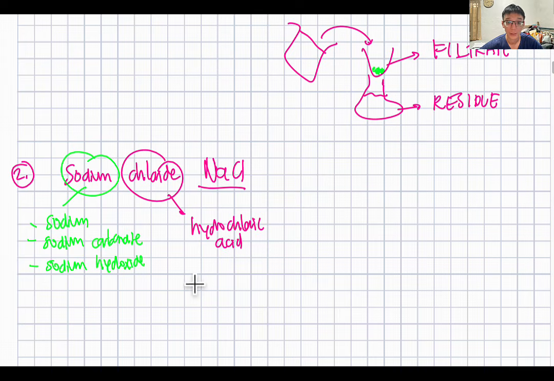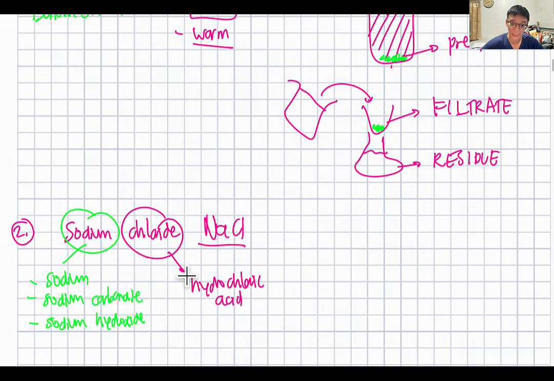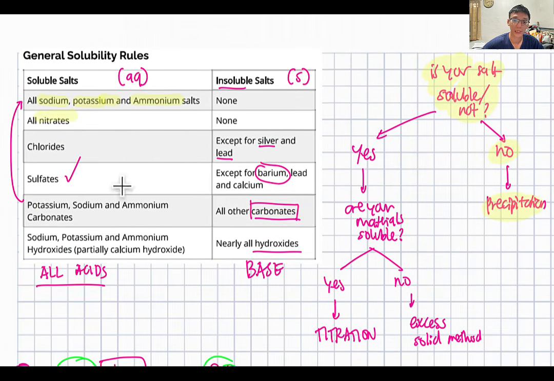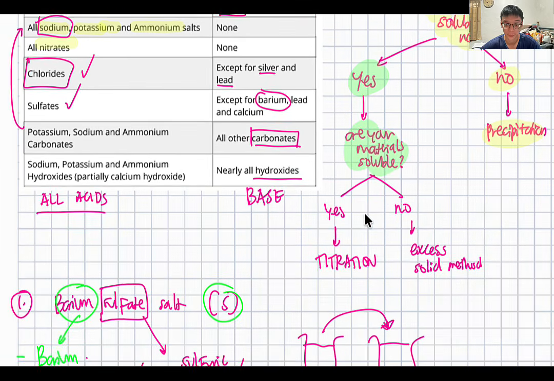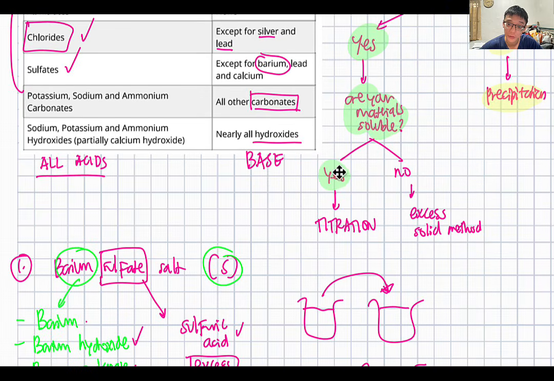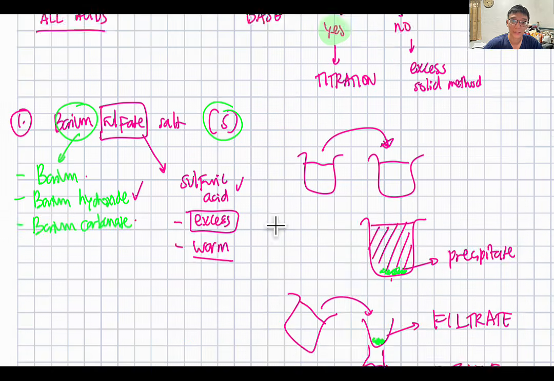Okay, now let's check the solubility chart. Sodium chloride is actually aqueous, or soluble, because we check chloride, and everything is soluble except for silver and lead chloride, but sodium and chloride is soluble. So now we have the next question: is the material soluble or not? It depends on the material that you choose. For example, if the materials are soluble, then we do a titration method.